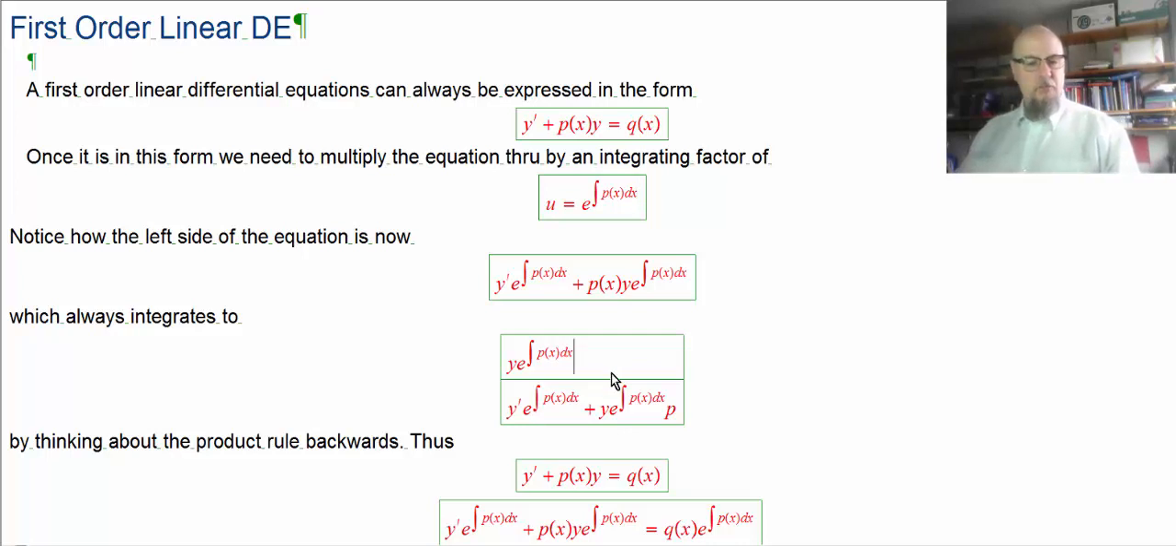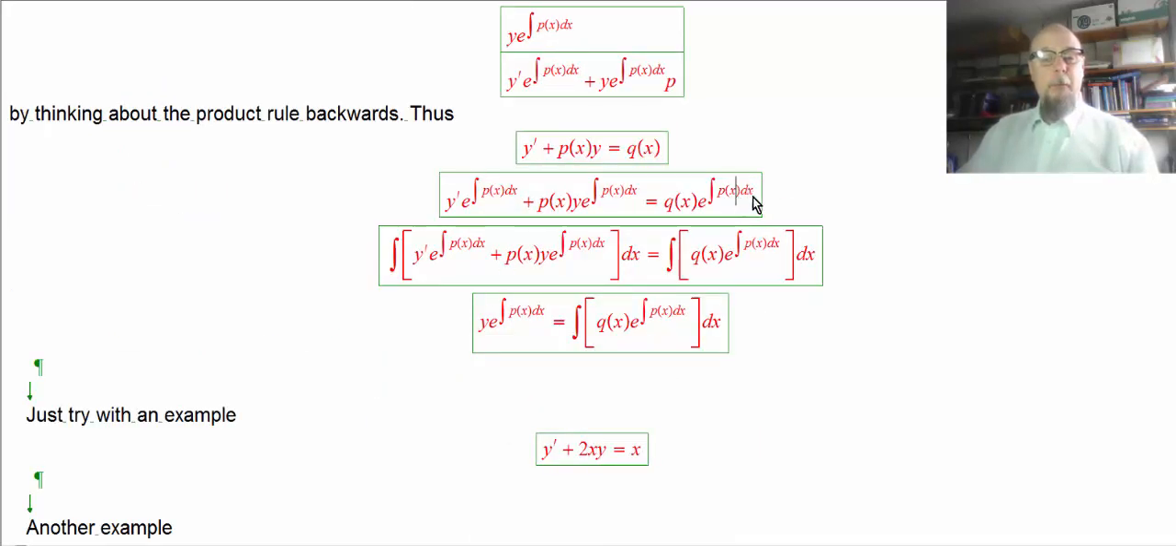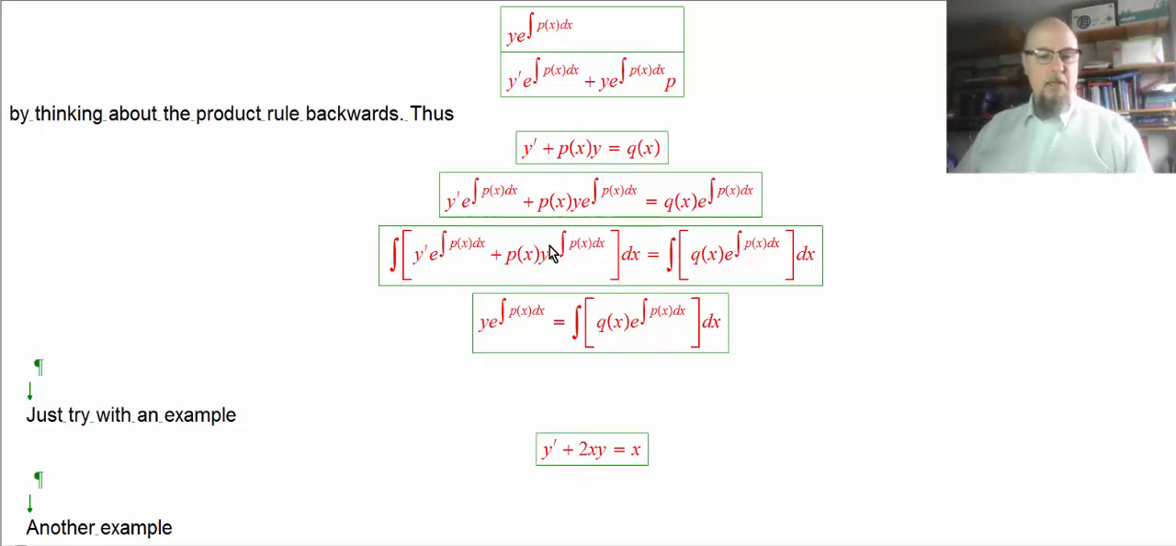Let's start again here with this idea. Here I've got my y prime plus py equals q. My differential equation is in the correct form. I multiply all three sides through by this integrating factor. And then from this step to this step, I'm integrating both sides of the equation with respect to x. So integrating the left-hand side with respect to x, integrating the right-hand side with respect to x.